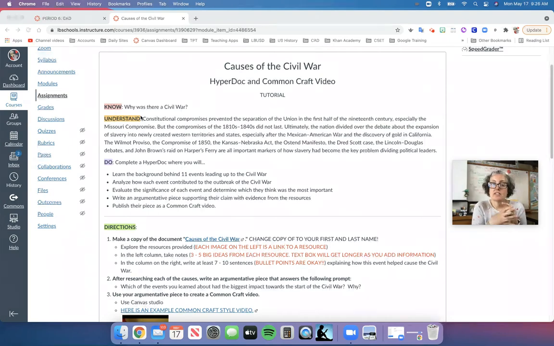Evaluate the significance of each event and determine which you think was the most important. So you're going to look at these 11 events and you're going to decide for yourself, which do you think was the breaking point that finally divided the nation, that really brought us to this place that's going to lead us into war. Okay, you're going to write an argumentative piece that supports your claim with evidence from the resources.